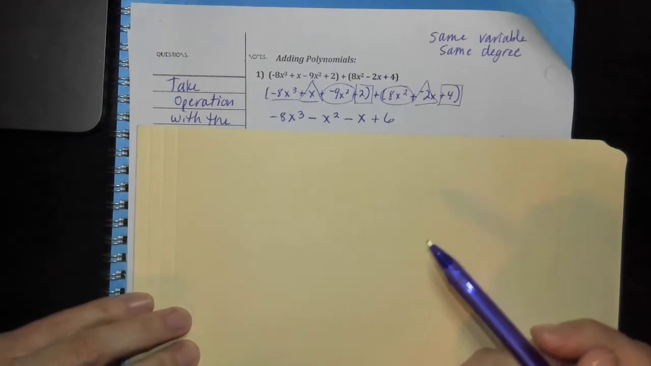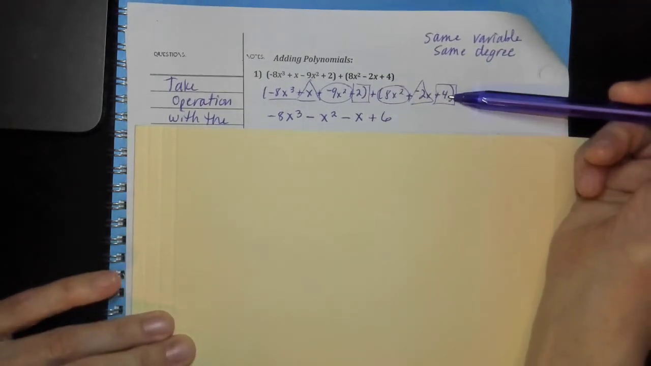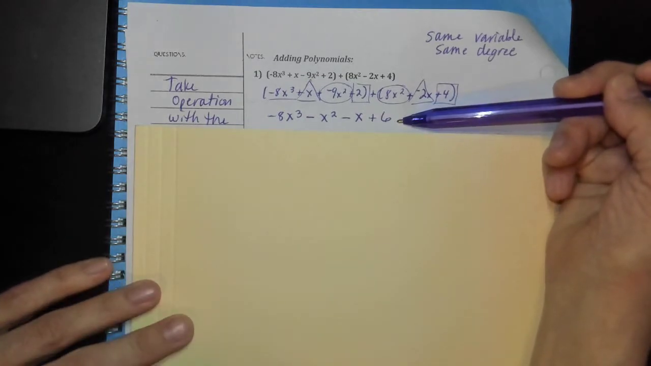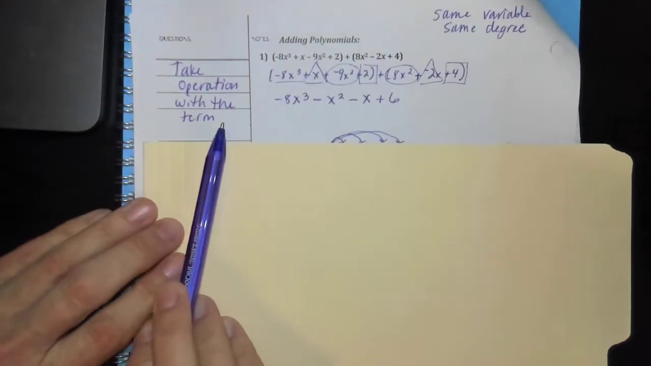Okay. Sorry about that. And then we have a 2 and a 4, and those we can just add together. Be careful. Make sure that you take the operation with the terms.